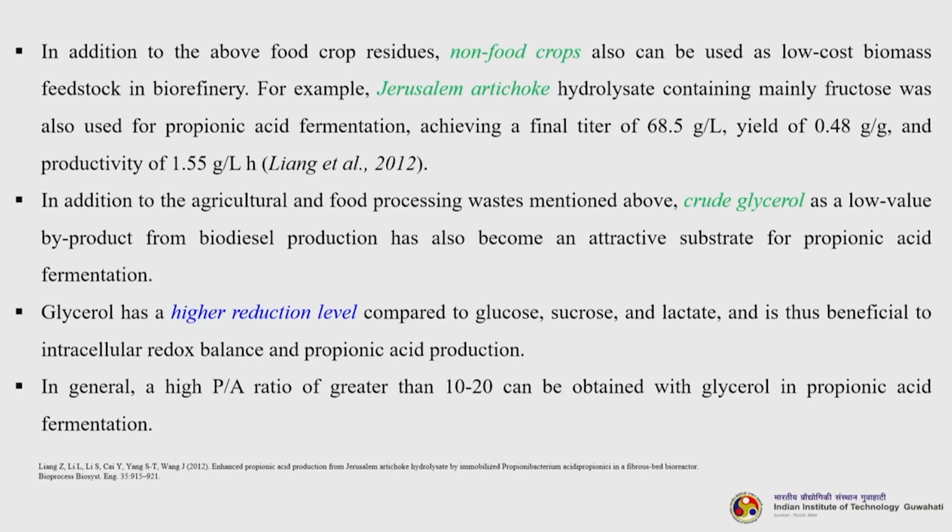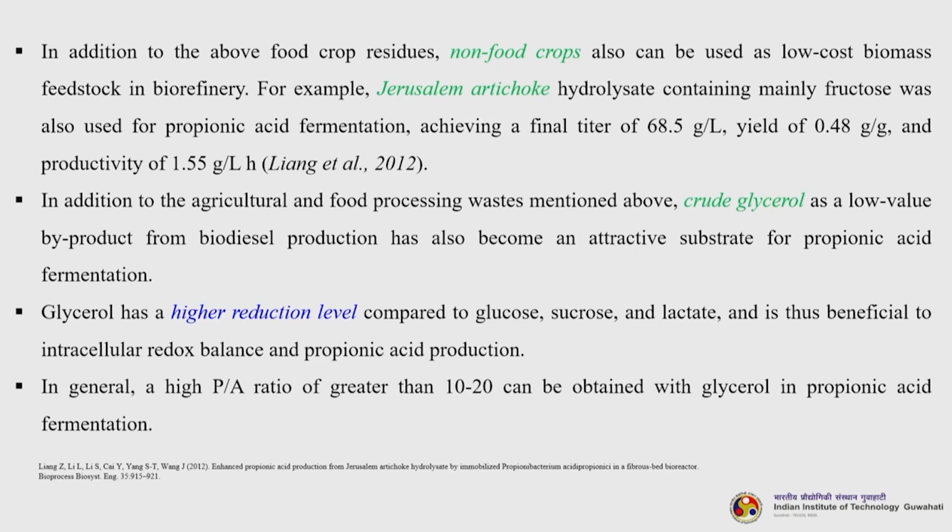In addition to the above food crop residues, non-food crops can also be used as low cost biomass feedstock in the biorefineries. For example, Jerusalem artichoke hydrolysate containing mainly fructose was also used for propionic acid fermentation, achieving a final titer of 68.5 grams per liter, a yield of 0.48 grams per gram and a productivity of 1.55 grams per liter per hour.